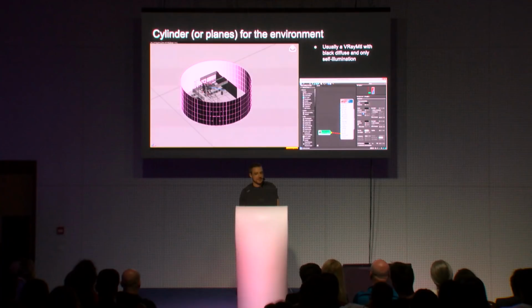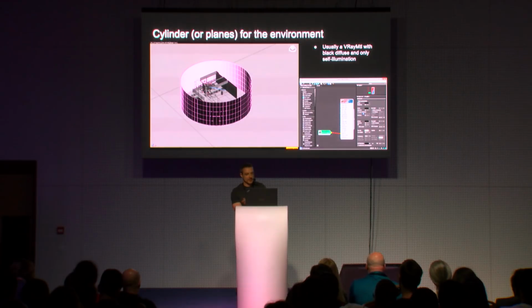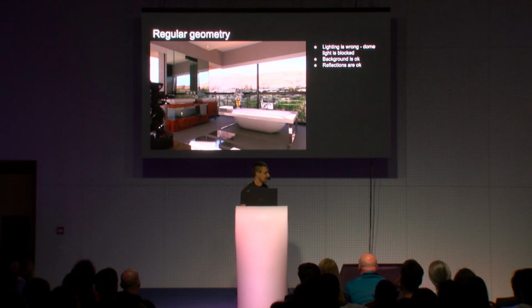The way people usually do it is they put some type of geometry. It could be planes, or in this case a cylinder that wraps the scene, and you map this cylinder with a material that just has a self-illumination map. It doesn't have any diffuse component, reflection, or anything. It just is there to show the environment. So the map is attached just to the self-illumination slot. If you just do this and render, you will get some result. You will be able to see the background, and it will reflect and everything.